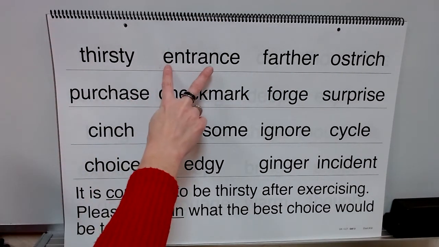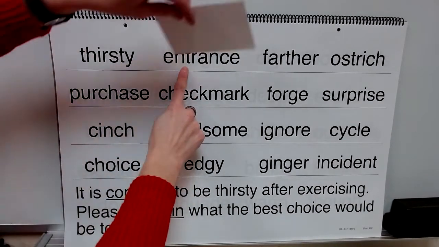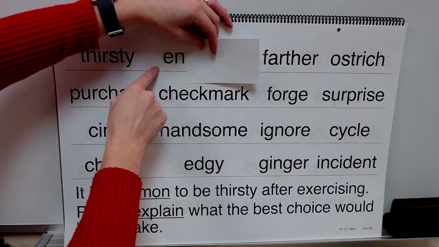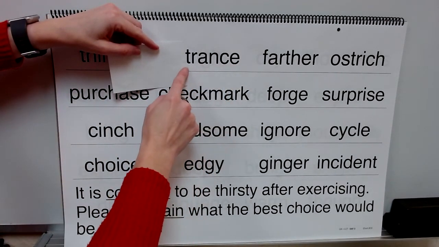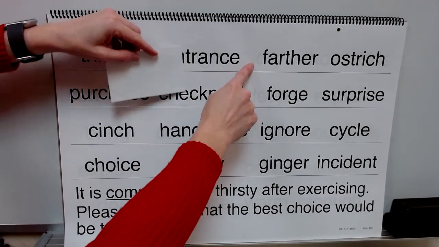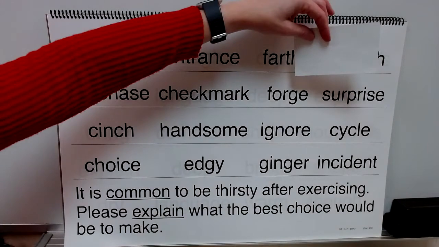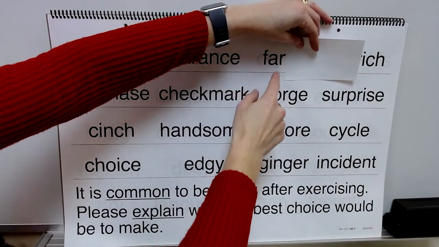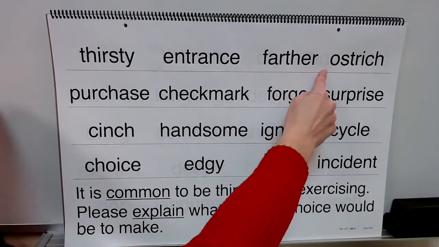Oh, look here, vowel, vowel with three consonants between. So I'm going to break the word like this. Syllable, en. Notice the C. Syllable, trance. Word, entrance. Syllable, far. Syllable, ther. Word, farther.